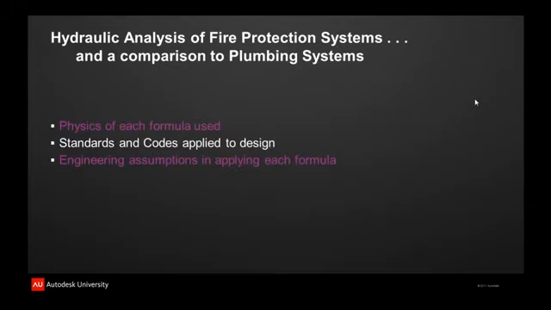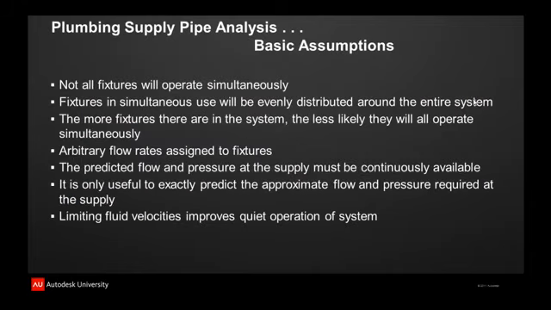I'm going to move also to talking about the assumptions, and talk first about the engineering assumptions applied to the plumbing systems. Within the plumbing calculation of a supply system, we start by assuming that not all fixtures will operate at the same time, and that those that do operate will operate evenly around the entire system. Further, the more fixtures there are in the system, the less likely it is that all of them will operate simultaneously. We also have to assume that we don't know when somebody opens a faucet just how far they're going to open it, so we have to pick an arbitrarily assigned fixed flow for each fixture that opens.